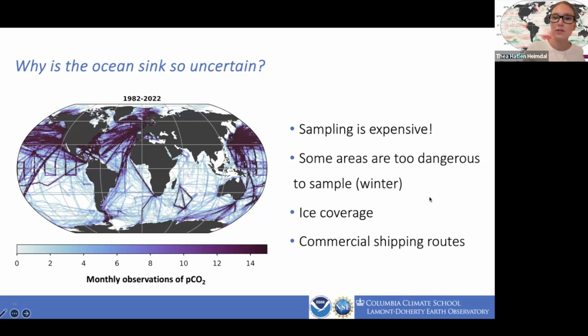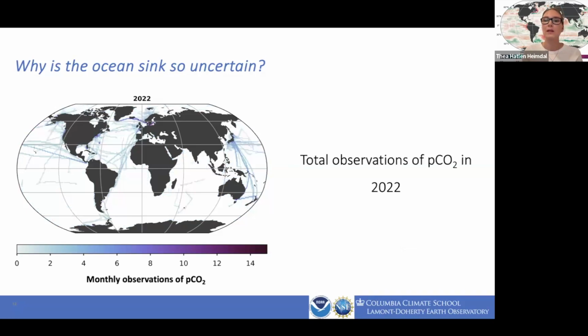And just to really show how few observations we really have. So now we're looking at all the observations from 1982 to 2022. If we just select 1 year, I think 2022, these are all the surface ocean observations in the SOCAT database we have for a whole year in 2022. Now you're really seeing all the white areas, all the gaps. And let's look at just 1 month of 2022. This is it. So this is a really important reason for why our ocean sink estimates are uncertain.